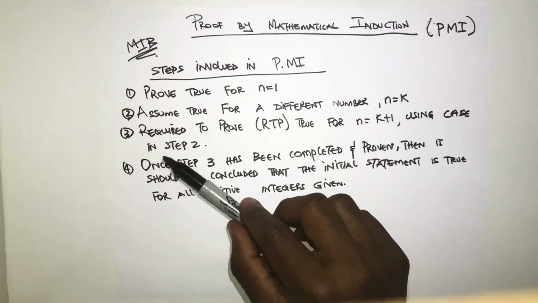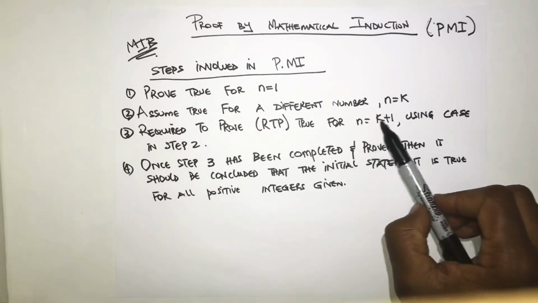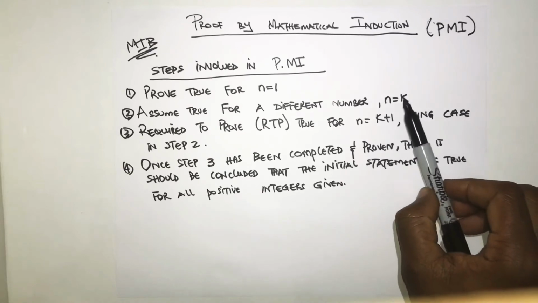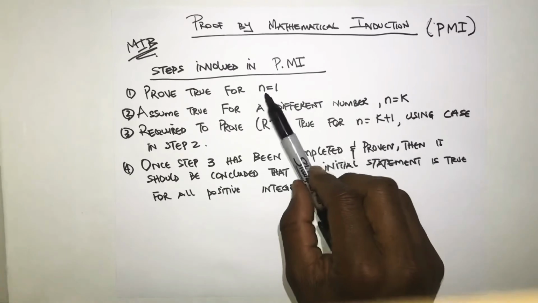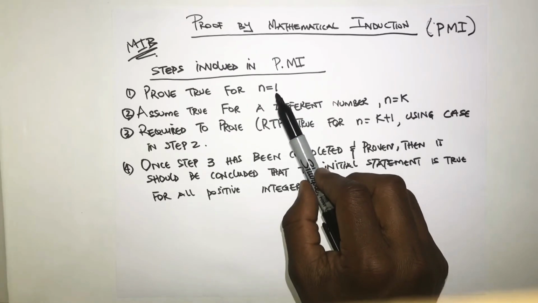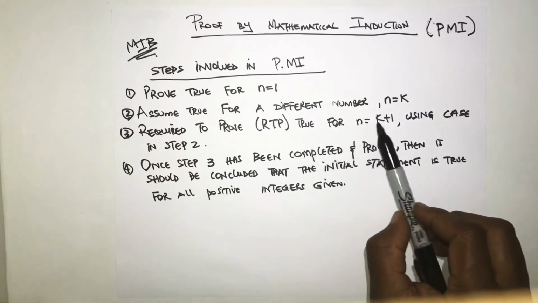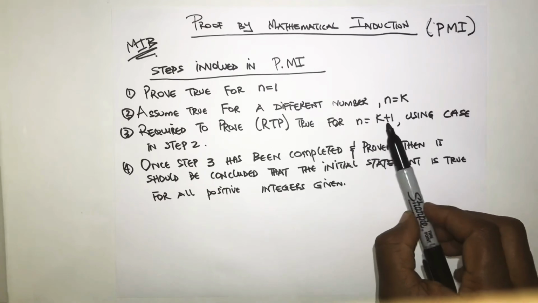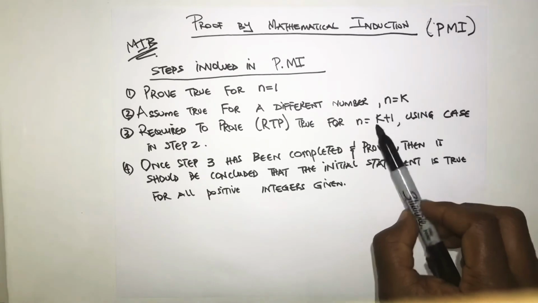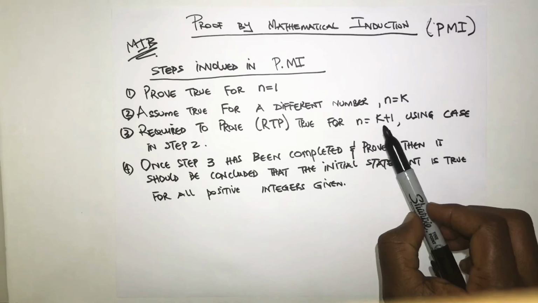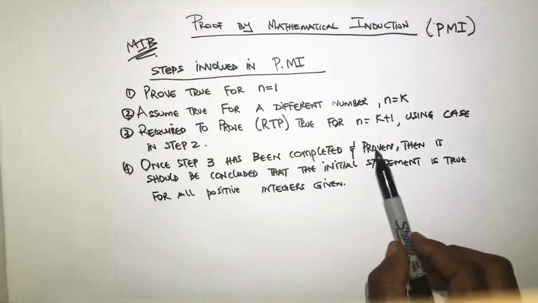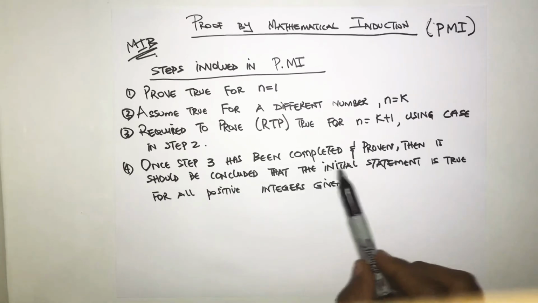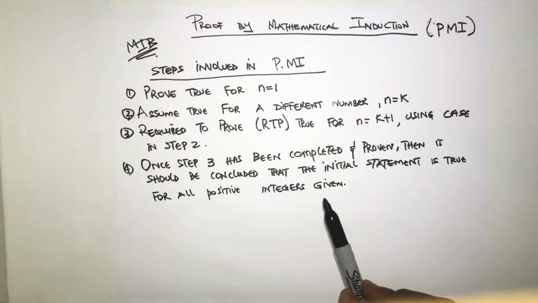Then you're required to prove true for n equals k plus 1. Because whatever that number k is, it is different from n equals 1, and this number k must be after n equals 1 in the sequence, because n equals 1 is generally the first term. So you are required to prove true for n equals k plus 1, where k plus 1 is a number after k. Now once step 3 has been completed and proven, then it should be concluded that the initial statement is true for all positive integers given.